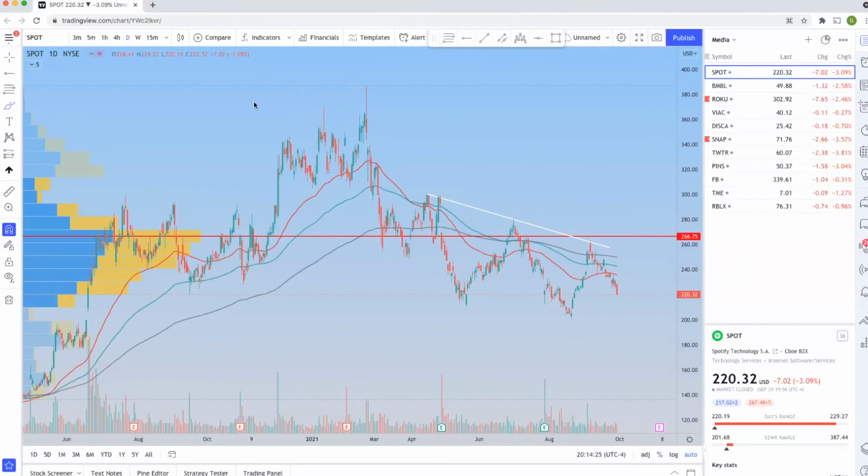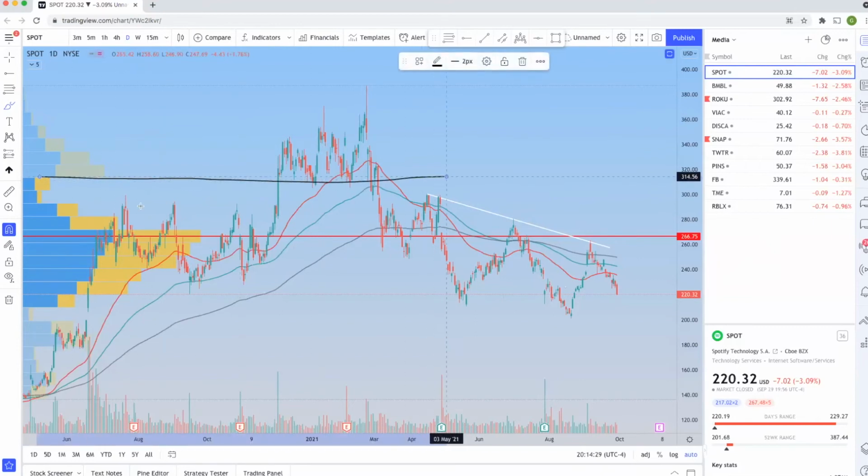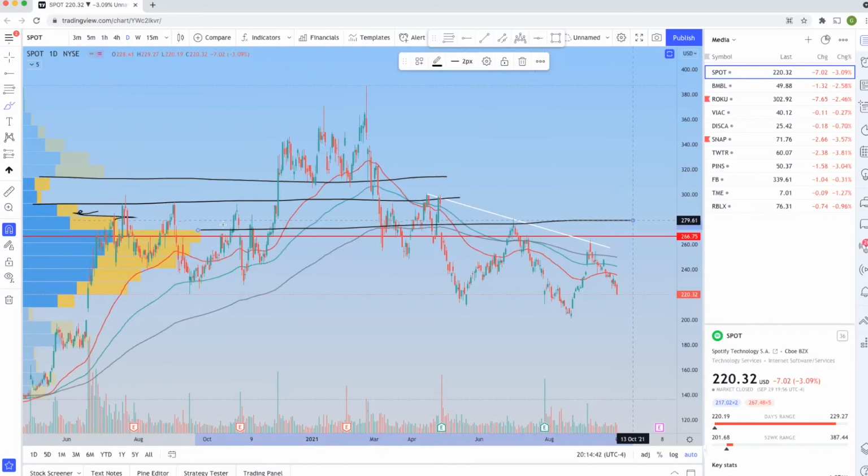Yeah, so again, on the daily Spotify, you see something like that. There's a significant volume gap here. Then it's a little bit choppy around here, but then look at this one. This one is very, very, very strong, right?